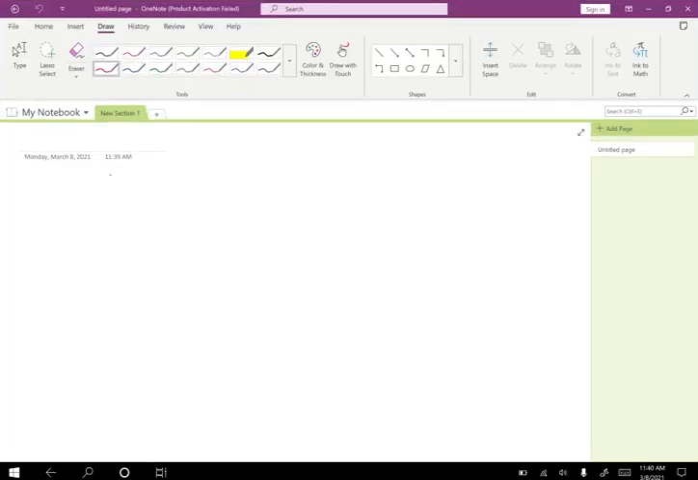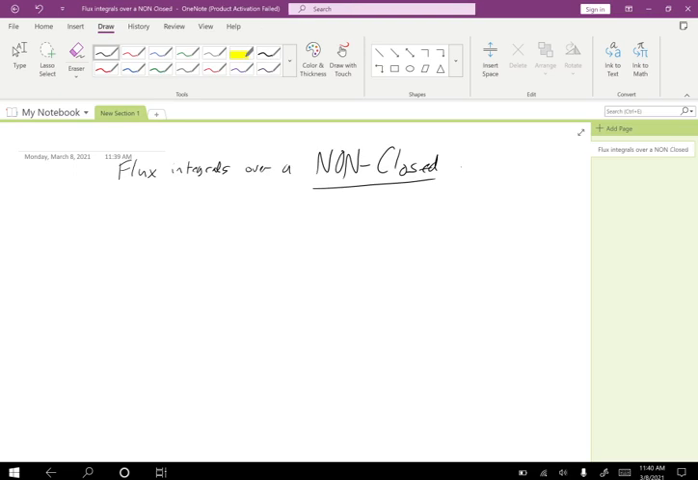Okay, I want to highlight a final problem of where the divergence theorem helps to evaluate surface integrals. So you can evaluate some flux integrals over a non-closed surface. I'm emphasizing this because the divergence theorem does not apply to non-closed surfaces.